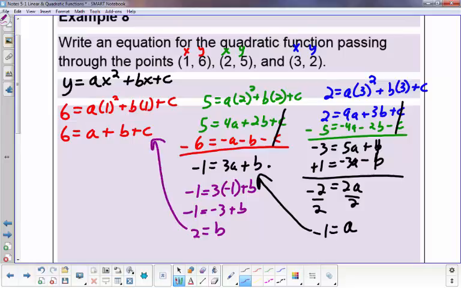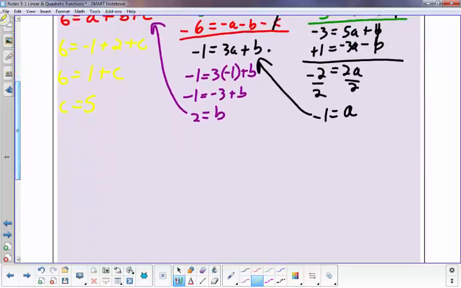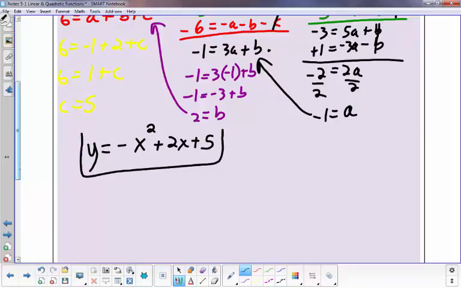Now what can I find? Well, looky there. 6 is equal to a plus b plus c. I know a. I know b. Let's plug it into that one. 6 equals negative 1 plus 2 plus c. 6 equals 1 plus c. c is equal to 5. So I have c, I have a, I have b. We can write our equation now as y equals negative x squared plus 2x plus 5. I found my a, b, and c.